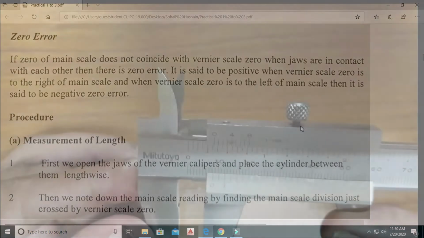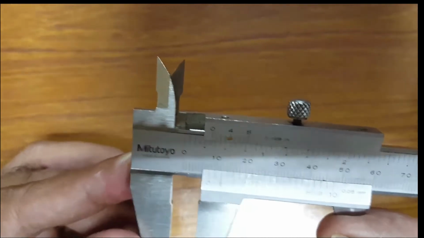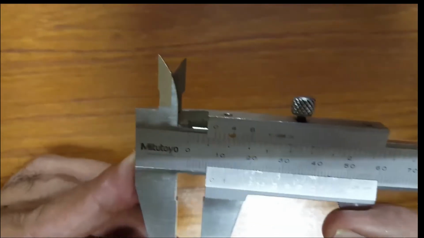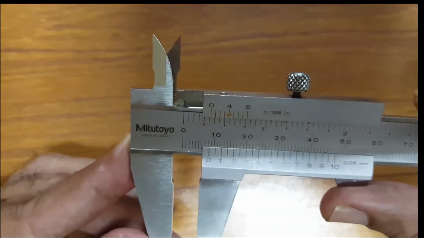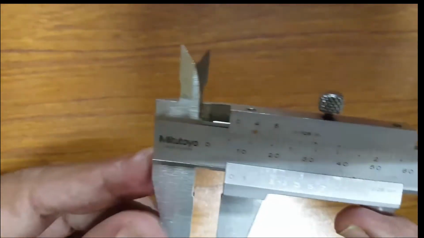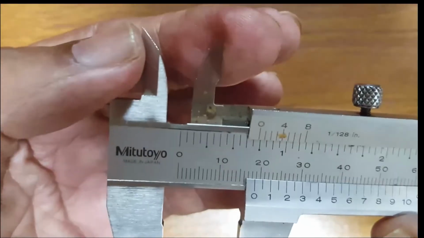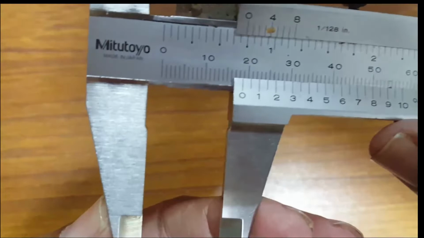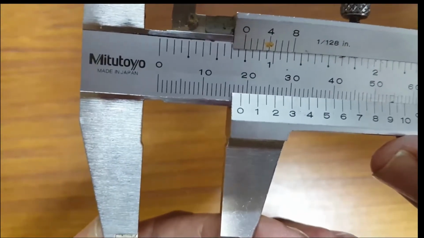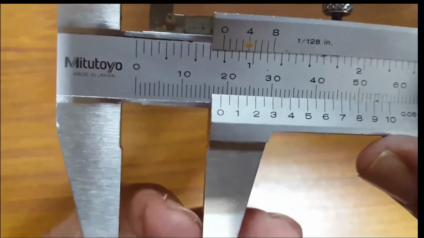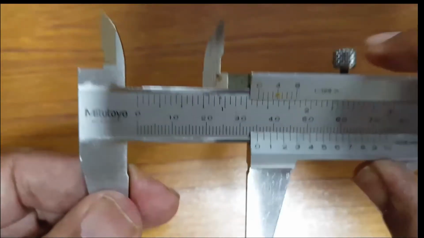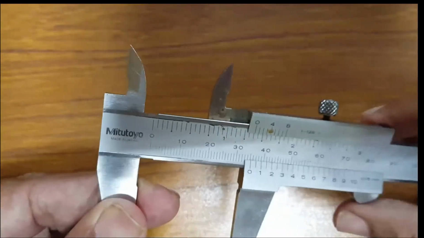Measurement for length. Bismillah Rahman Rahim. Now the procedure for taking the measurement of the length of any object. This is our Vernier caliper. These are the upper jaws, used for taking the inner diameter. These are our lower jaws, used to take the outer diameter and length of the object. This is the locking screw.